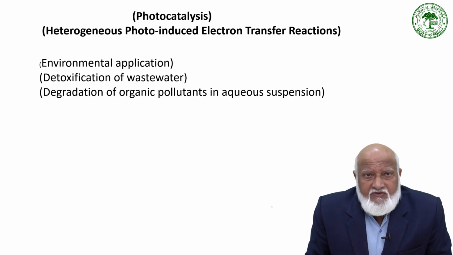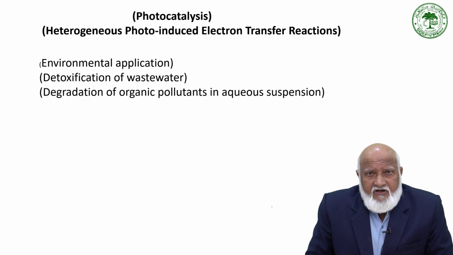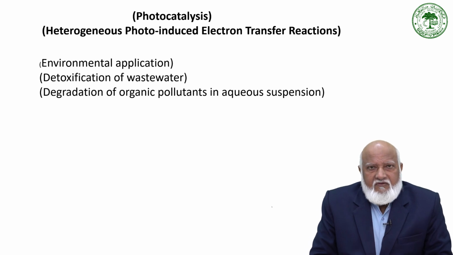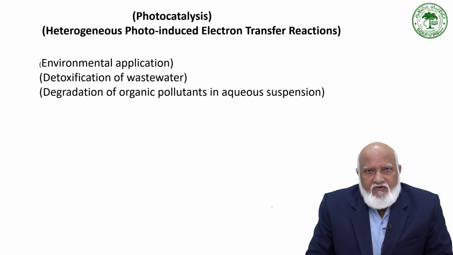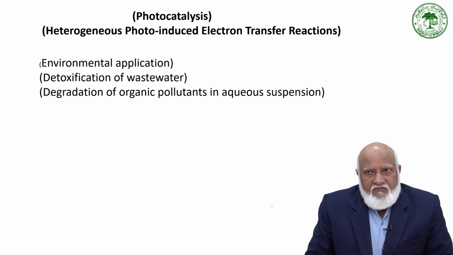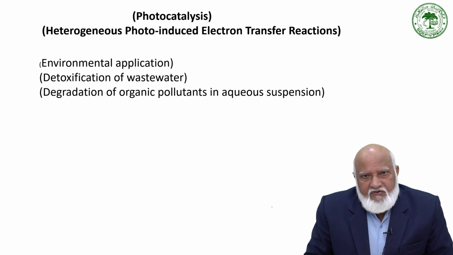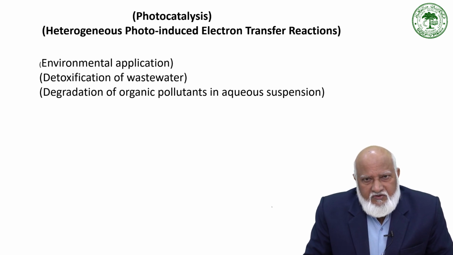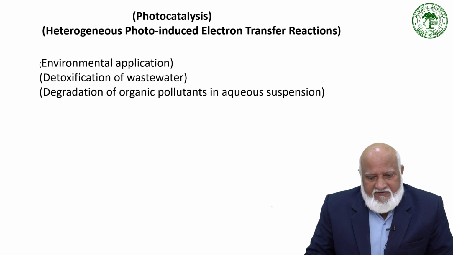So far, we have been discussing the fundamental aspects of photochemistry and several examples of organic phototransformation. We have studied the photochemistry of alkene, 1,4-diene, 1,5-diene, carbonyl compounds, alpha-beta unsaturated carbonyl compounds, beta-gamma unsaturated carbonyl compounds, cyclohexadienone, and some name reactions, and so on and so forth. So now we are switching to another aspect of photochemistry, which is photocatalysis.